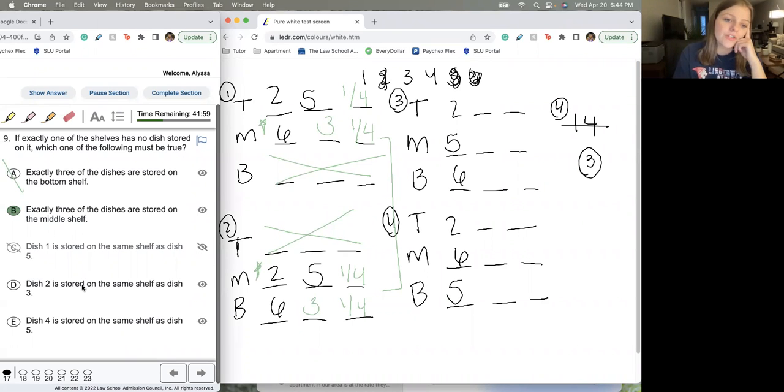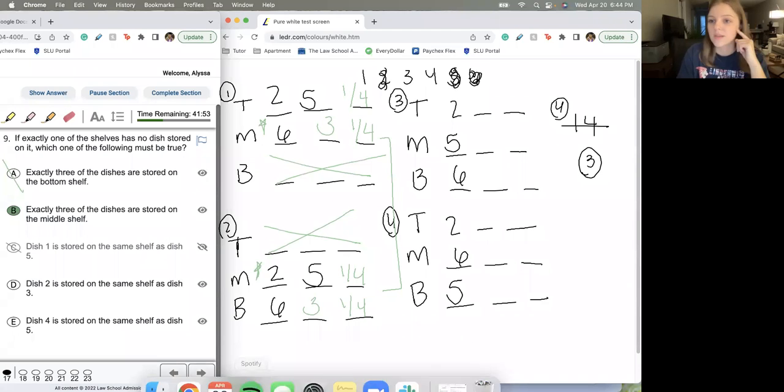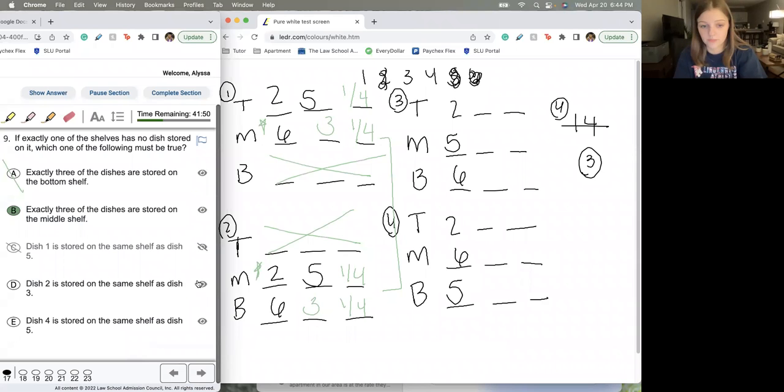Does it have to be true that 2 is stored on the same shelf as dish 3? That actually can't even happen. In both the worlds, they are on separate shelves. So it doesn't have to be true. It actually has to be false.